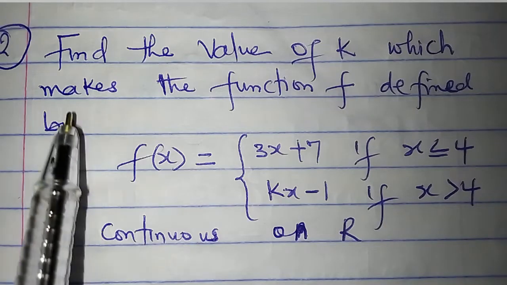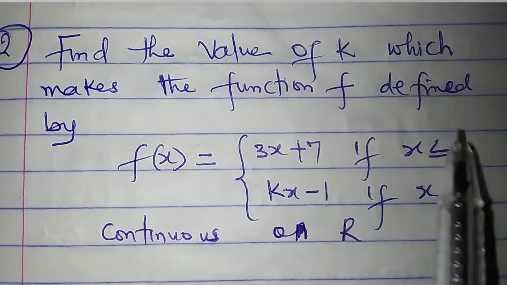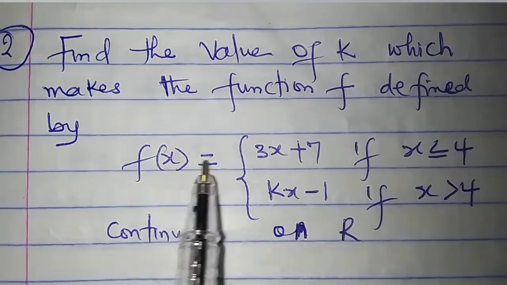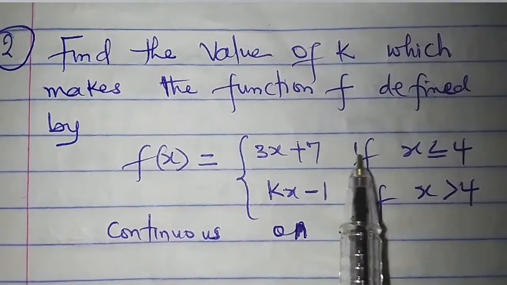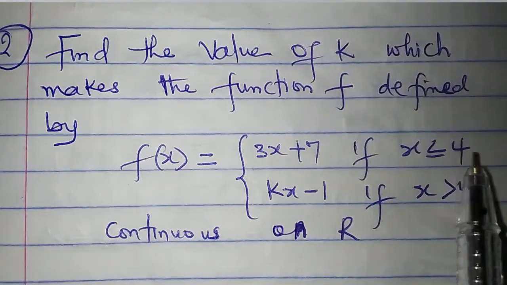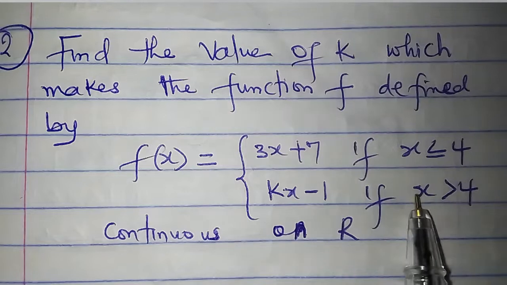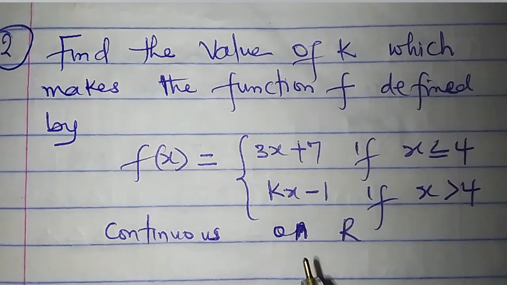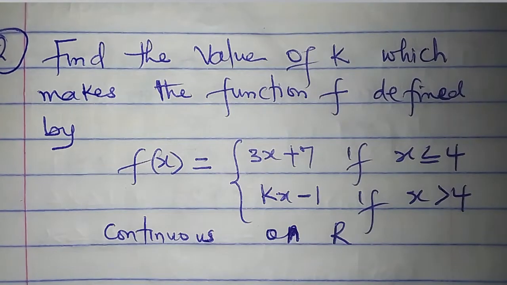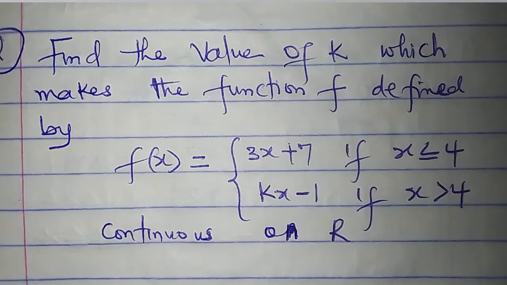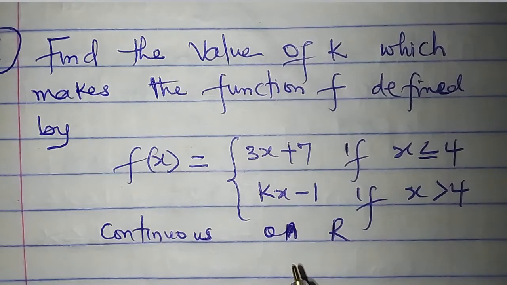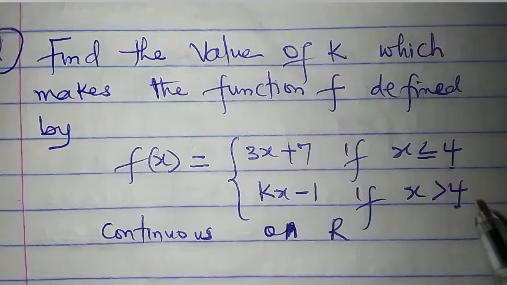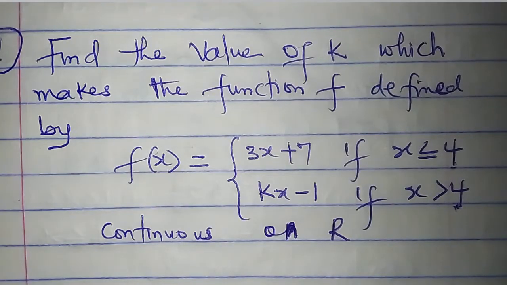Question 2 says, find the value of k which makes the function f defined by f of x equal to 3x plus 7 if x is less than or equal to 4, kx minus 1 if x is greater than 4, continuous on the set of real numbers. To determine the value of k, we have to ensure that the function is continuous at the boundary point. The boundary points are 4 and 4. Of course, they are the same.